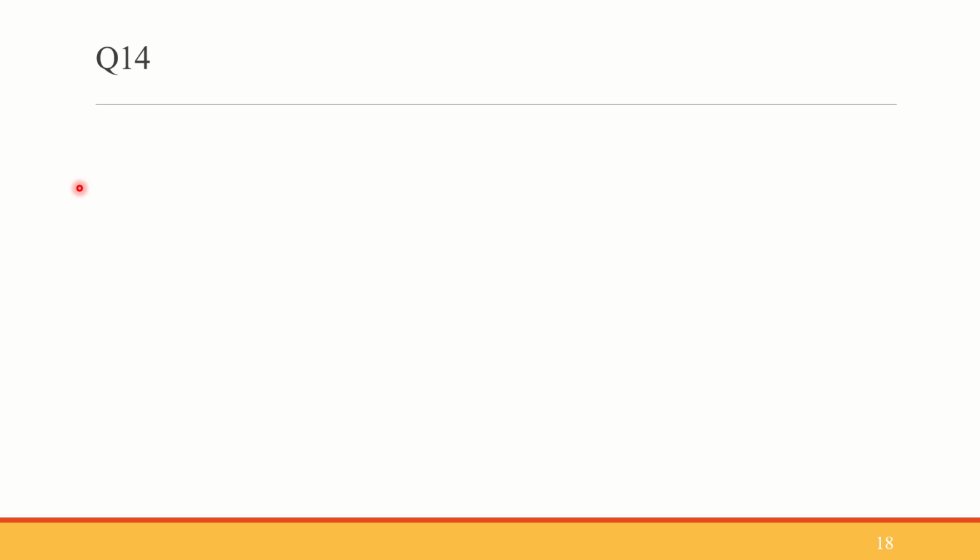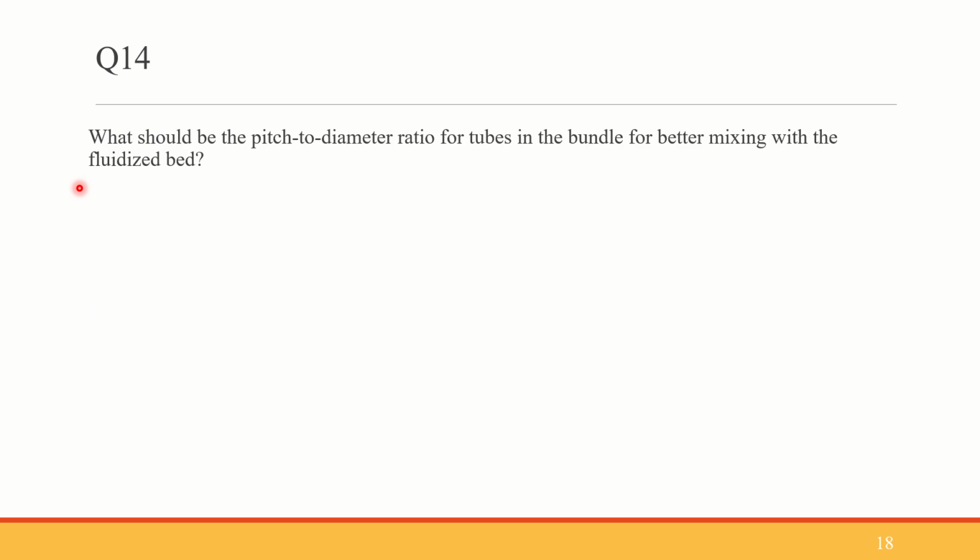In question 14 we have, what should be the pitch to diameter ratio for tubes in the bundle for better mixing in the fluidized beds? So we have some internals placed in the fluidized beds for certain applications. So if that is the case, what should be the pitch to diameter ratio for the tubes in the bundle in order to achieve better mixing inside the fluidized bed? So the answer is actually, I think, 2 to 4. But we'll look at the options once.